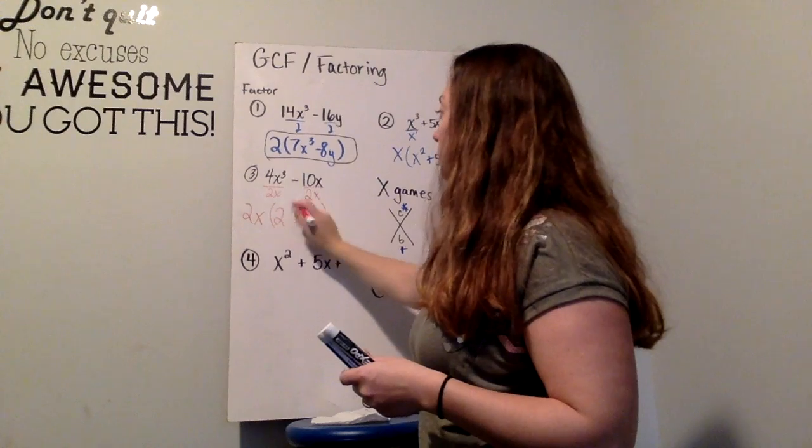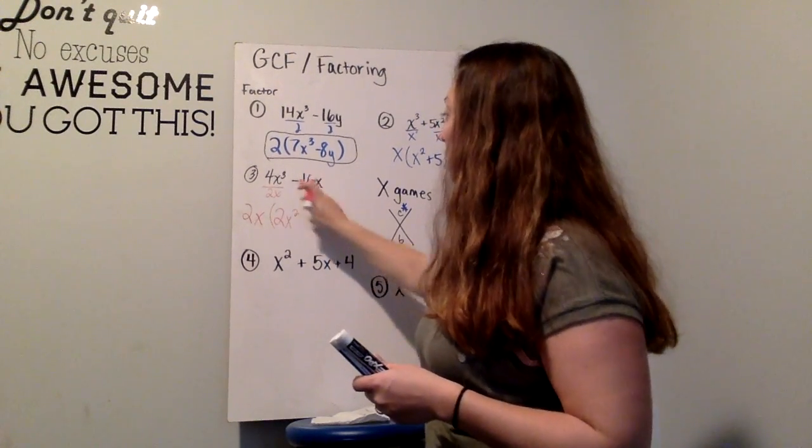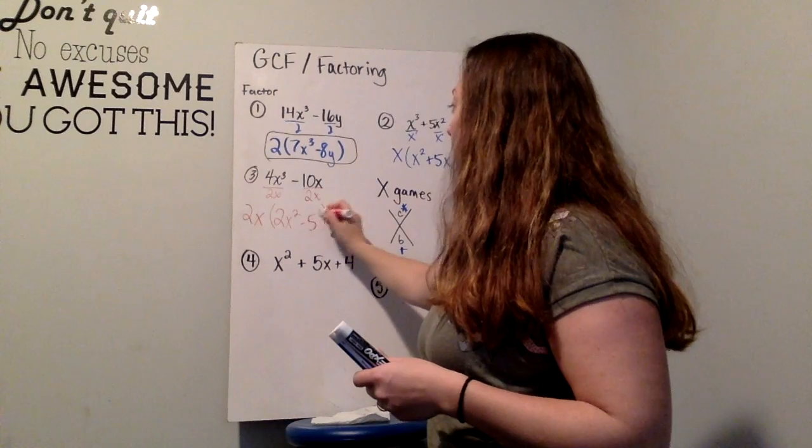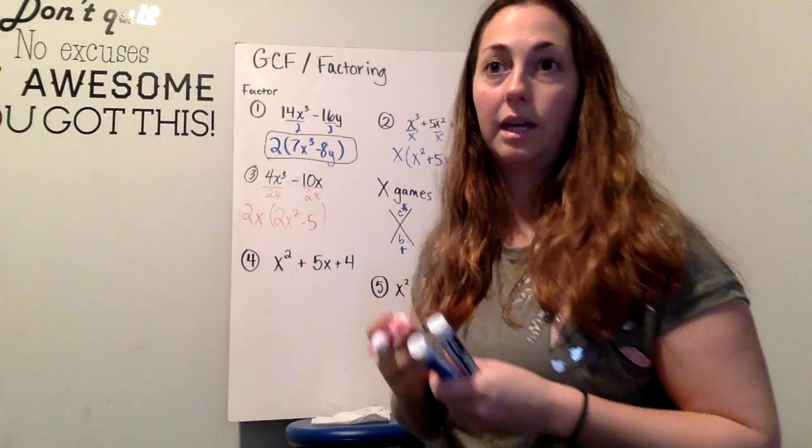4 divided by 2 is 2. X cubed divided by x is x squared. Negative 10 divided by 2 is negative 5. X divided by x is 1, so there's nothing left.